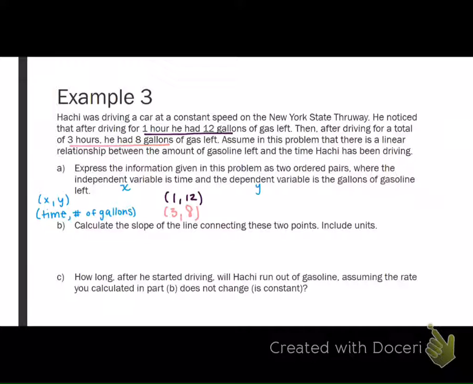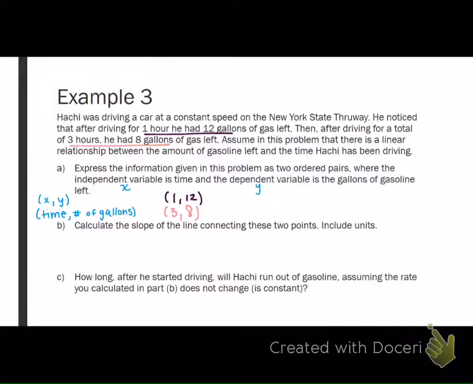So first we're expressing them as ordered pairs. If you're given points, you should never put two of the same variable in there. So it should never be time, comma, time, or number of gallons, comma, number of gallons. It should be comparing two different things, because X and Y are two different things, right? So this is going to be important as we get to writing equations later on in the next month here, okay? Sometimes you're not just directly given the points, and you guys have to write them yourselves.